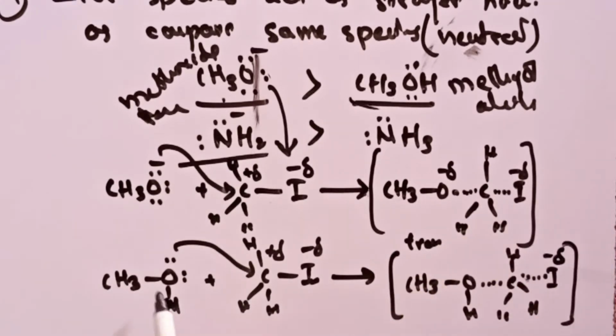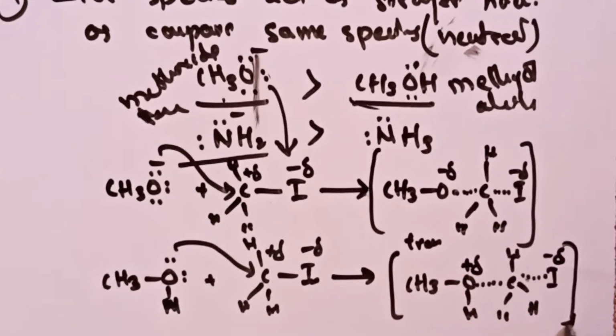But here, oxygen is a neutral species, and in this situation it partially donates one lone pair to the carbon. It means that the oxygen, already bonded with one methyl group and one hydrogen, forms a third bond in this transition state, so the lone pair will be partially donated to this carbon, and that's why it will get a partial positive charge.